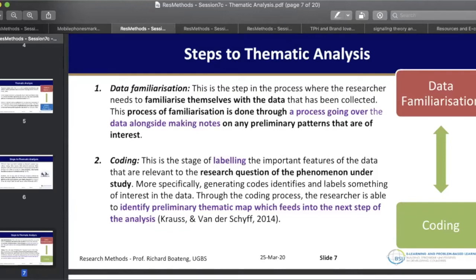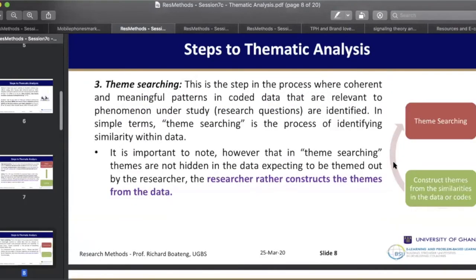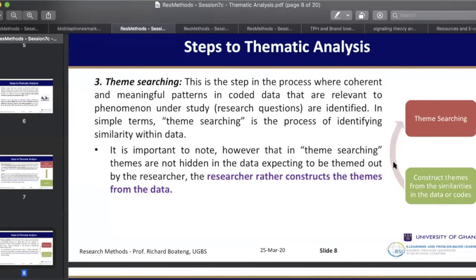More specifically, generating codes identifies and labels something of interest in the data. Through the coding process, the researcher is able to identify a preliminary thematic map, which fits into the next step of the process. Okay, so let's continue. The next one is theme searching. Theme searching is a step in the process where coherent and meaningful patterns are coded in the data that are relevant to the phenomenon under study, that is, the research questions.